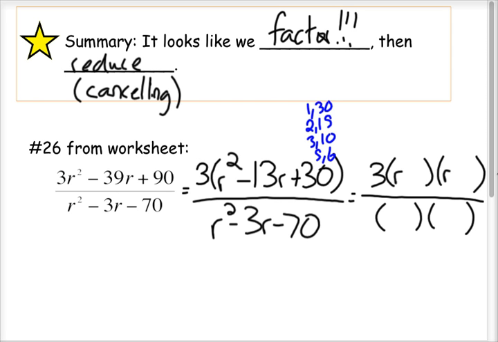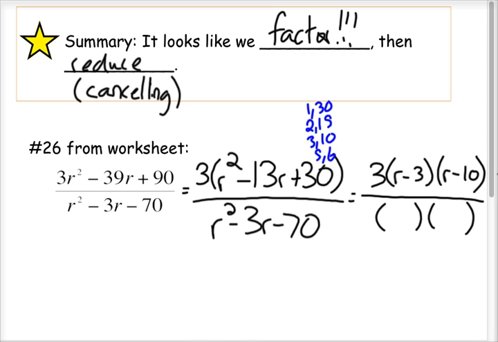Now I want you to notice it's multiplying to positive 30, and yet it's adding to negative 13. So that means, remember, we're getting two negatives. And what two negatives work? Negative 3 and negative 10. Those add to the negative 13 that we're looking for.